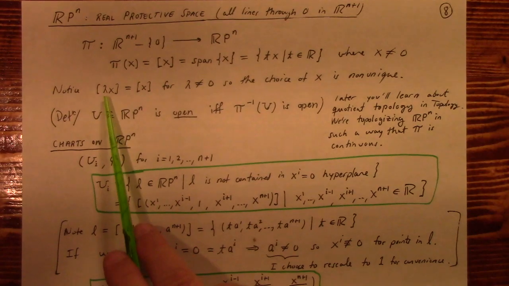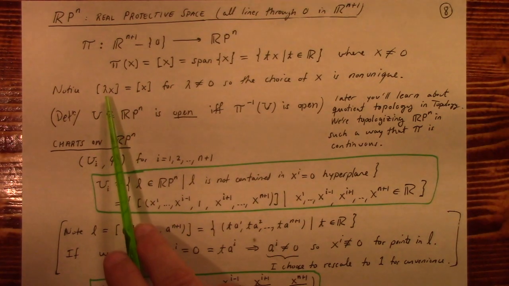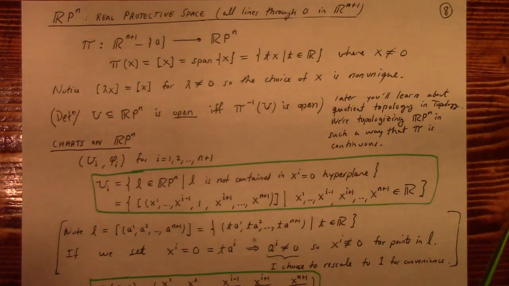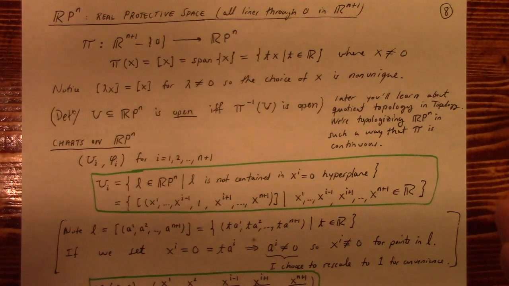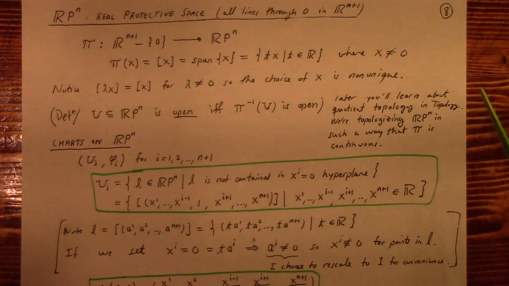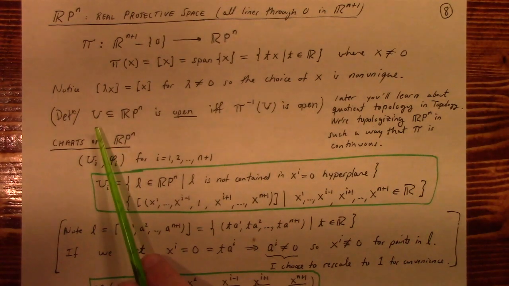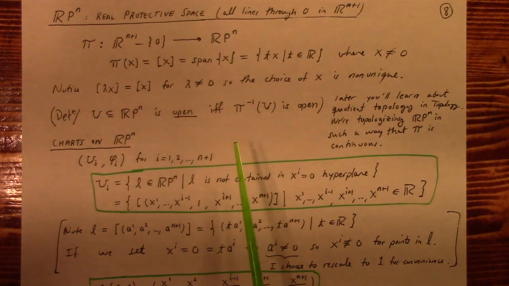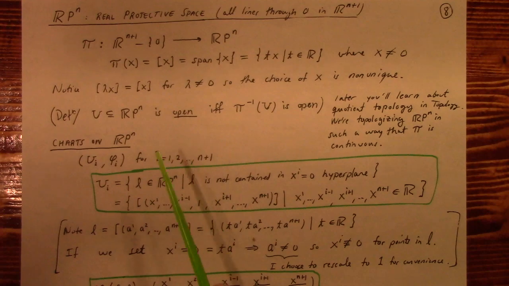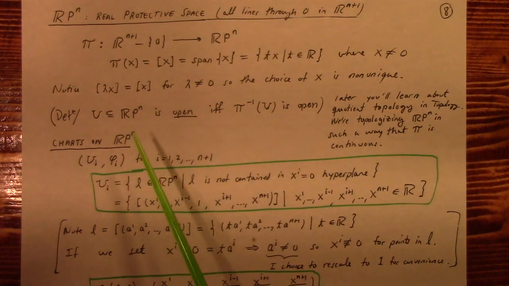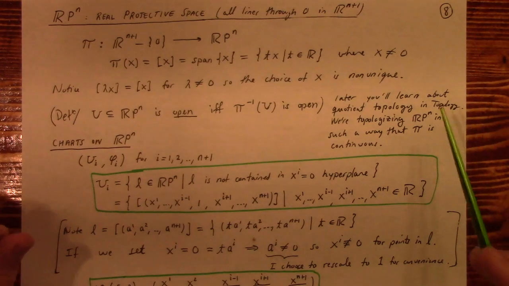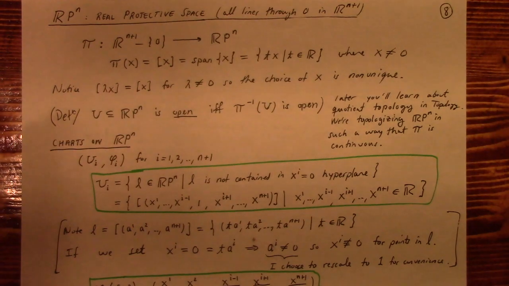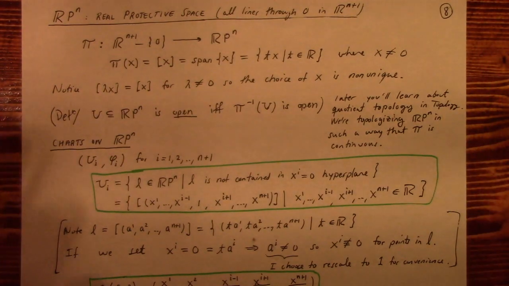Here it is in a nutshell. The line generated by x is the same as the line generated by lambda x for lambda not equal to 0. The choice of x here is, of course, not unique. And this is getting ahead of the game for you guys because you're just taking topology, although this should be old news for Ernesto. A subset of real projective space is open if and only if the inverse image under the pi map is open. In other words, we give RP^n the so-called quotient topology generated by the pi map. In so doing, this makes pi a continuous map. So that's the topology in here. All right, but again, we're going light on the topology, so I'll stop talking about it.